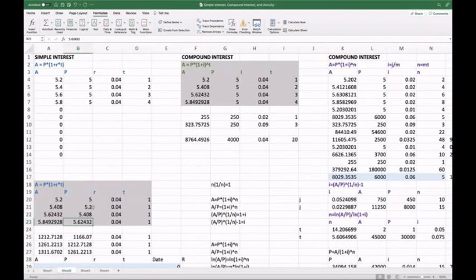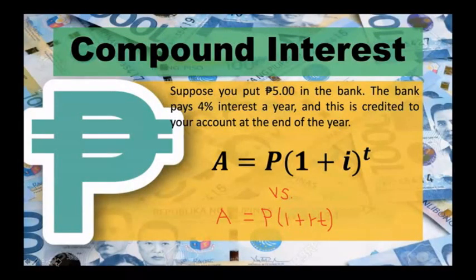Why? Because there's an interest here. What's the interest here? 0.2. So in effect, when you multiply, you also apply it on the interest. So see the effect of that. That's why it's called compounding. There's a compounding effect. Okay, class, that's the difference. So now let's focus on solving problems.